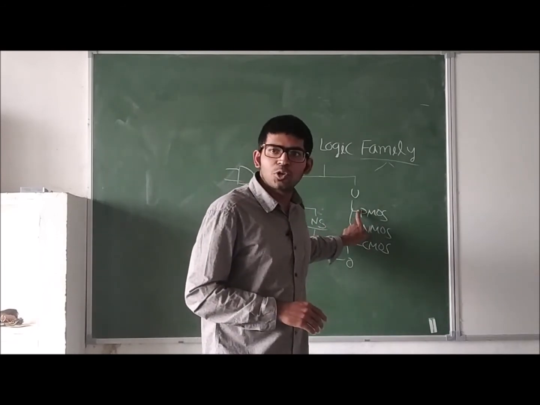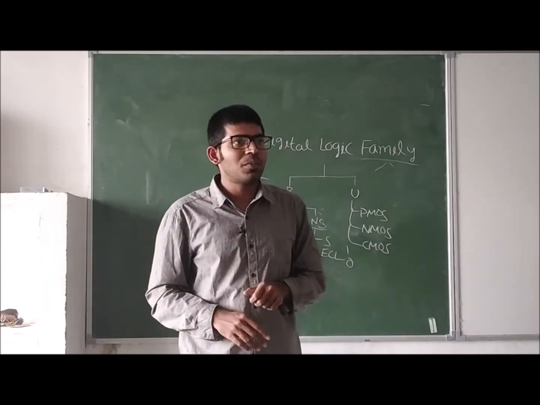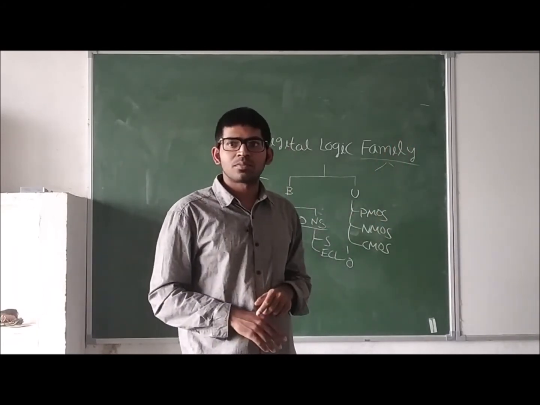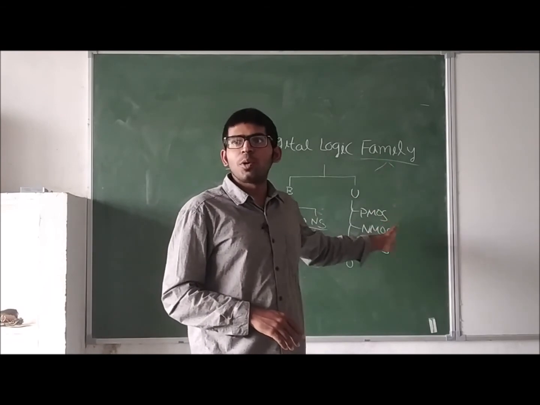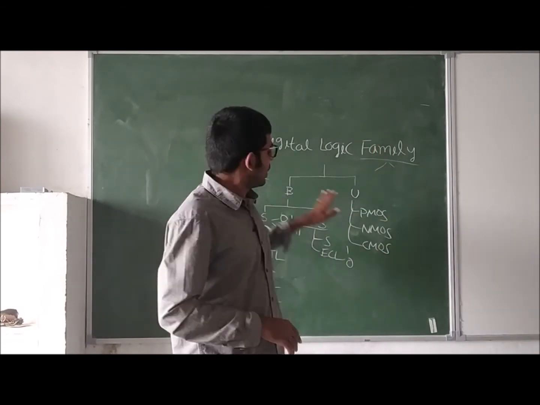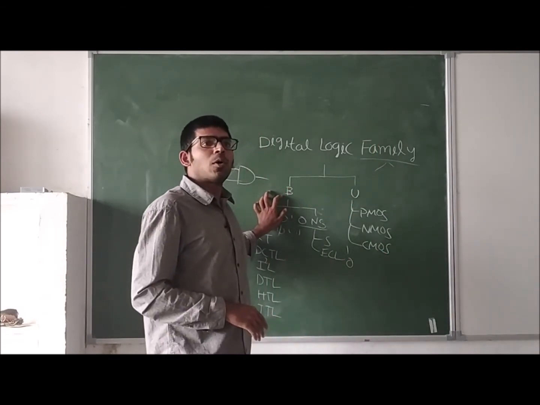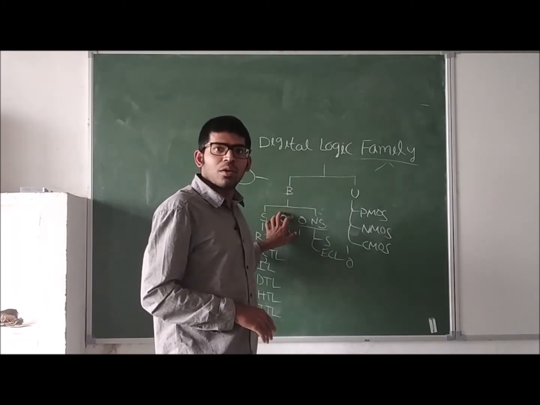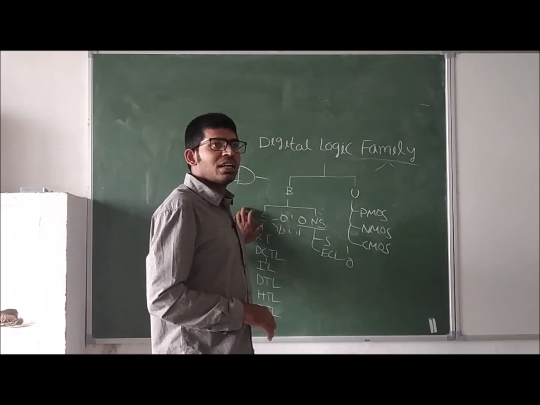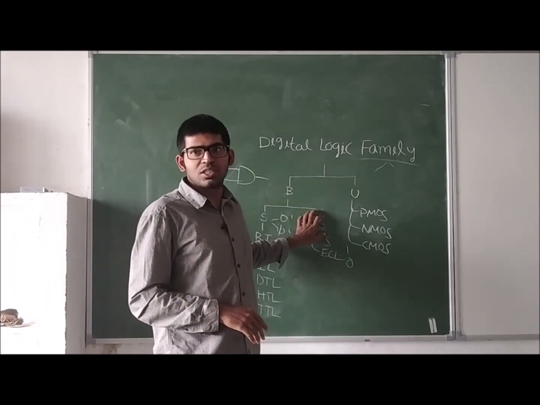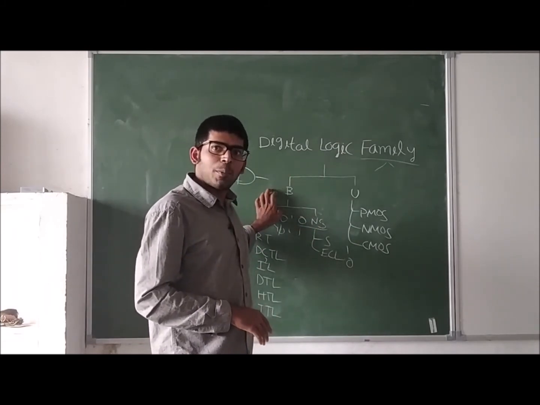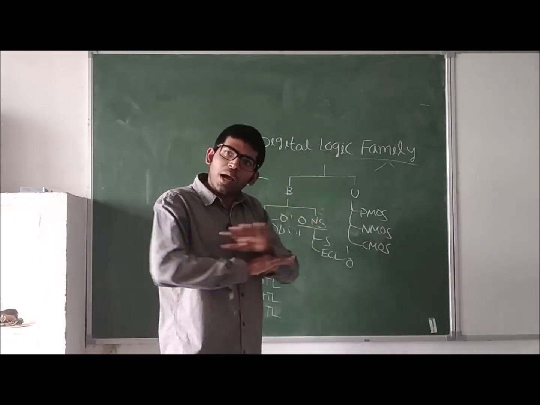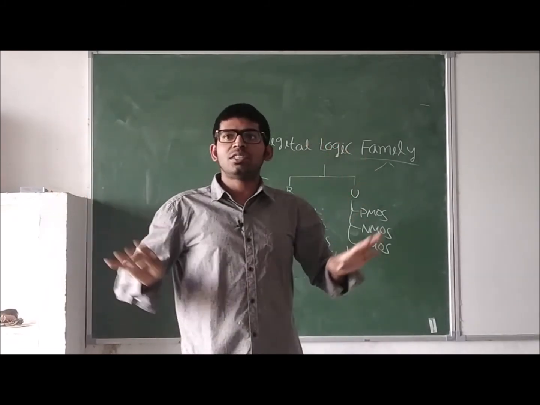In PMOS current is due to majority carriers only. In NMOS current is due to majority carriers only. Okay, all these are unipolar technology devices. Next, the second one is bipolar technology. In the bipolar technology, we are saying saturation and non-saturation. Some devices operate in the saturation region. Some devices never operate in the saturation region.